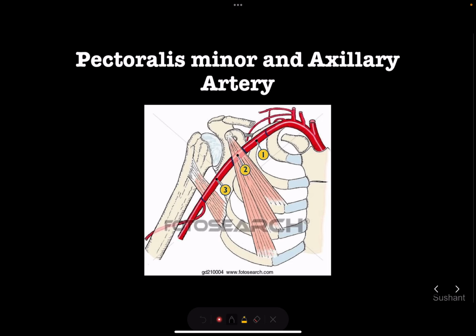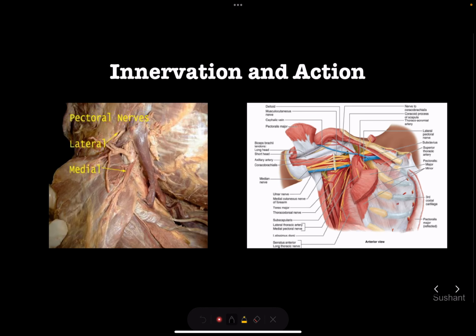This picture shows you the relationship between the axillary artery and the pectoralis minor muscle. I already explained this. This is the first part, second part, and third part of the axillary artery. The innervation: what is the nerve supplying the pectoralis minor? Pectoralis minor and pectoralis major both are supplied by the medial and lateral pectoral nerves.